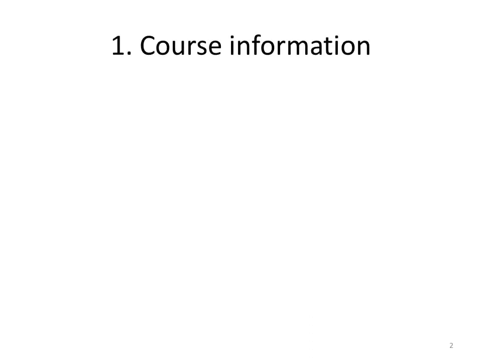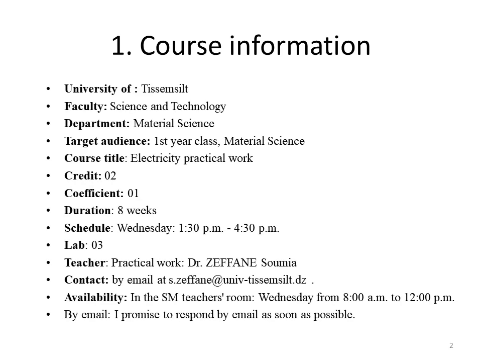After that, we'll give you some information about this module. So I'm a teacher at your Department of Material Sciences, and the target audience for this module is first year Material Sciences. The title is Electricity Practical Work or Practical Electrical Work. The credit of this module is 2 and the coefficient is 1. The duration is minimum 8 weeks.